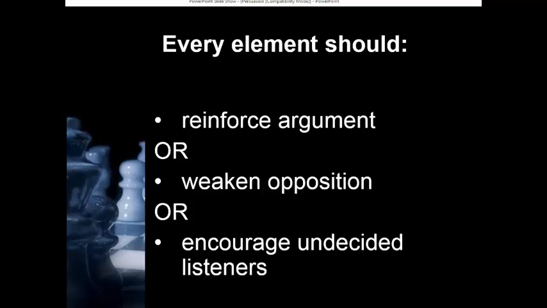Again, persuasion is not about taking someone who disagrees with you and in 7 to 10 minutes getting them to rapidly agree with you. That's unlikely and unrealistic. But to be able to encourage those who don't have an opinion, so that at the end of your speech they will lean a little bit more in your direction, that would be success. So recognize that everything you do in a persuasive speech should do one of these three things. This would include your introduction and conclusion.